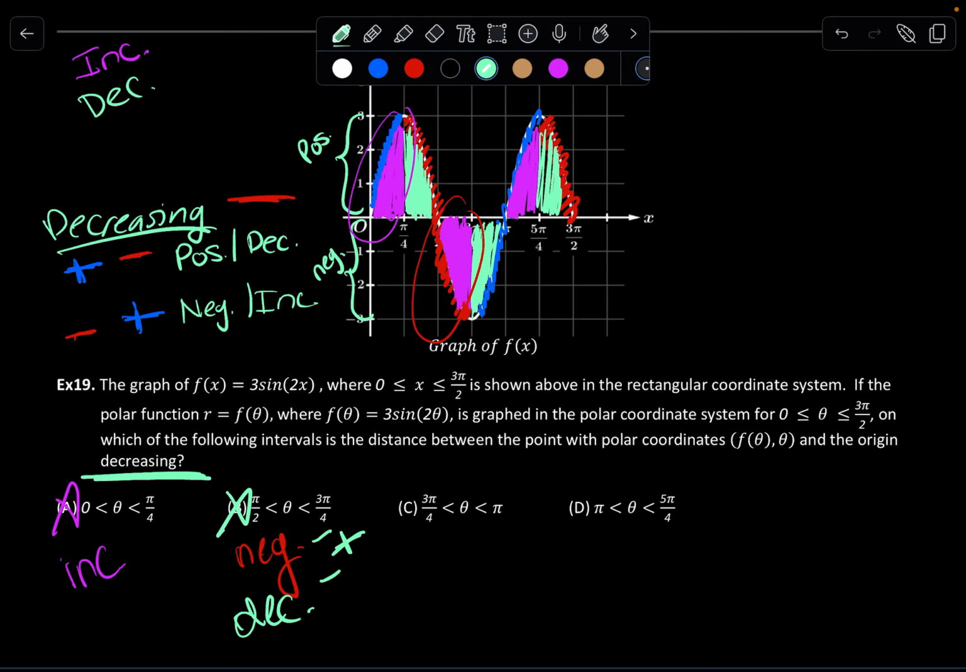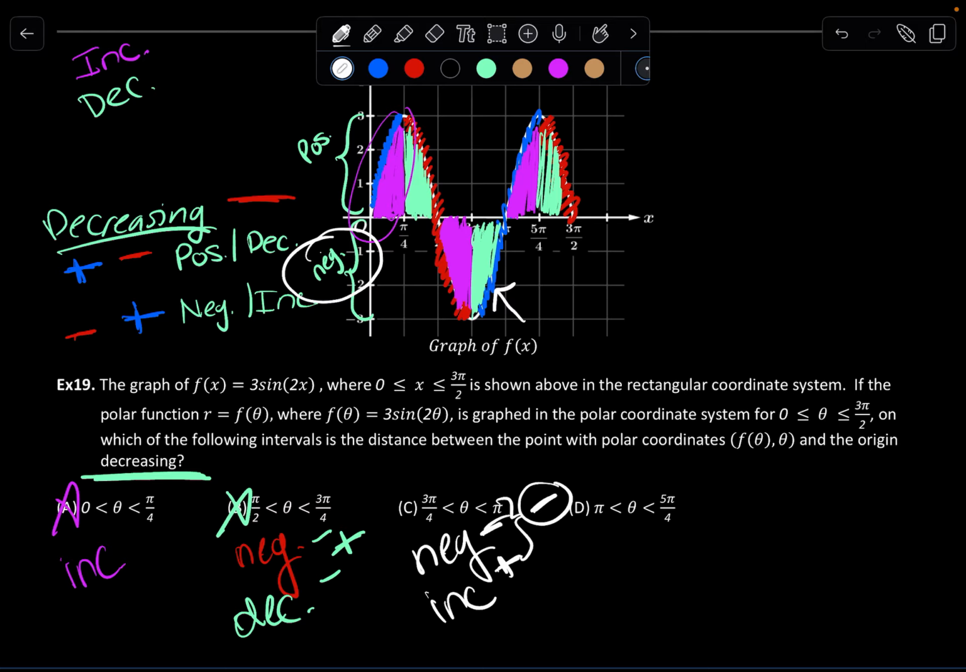C says from 3 pi over 4 to pi. 3 pi over 4 to pi is going to be this section here. So from 3 pi over 4 to pi, the function is negative, and it's increasing. So we have negative and increasing. And if we multiply those two together, we get negative, which means the distance is decreasing. So the answer is C. For D, it says pi to 5 pi over 4. The distance between the pole and the curve is actually increasing here.